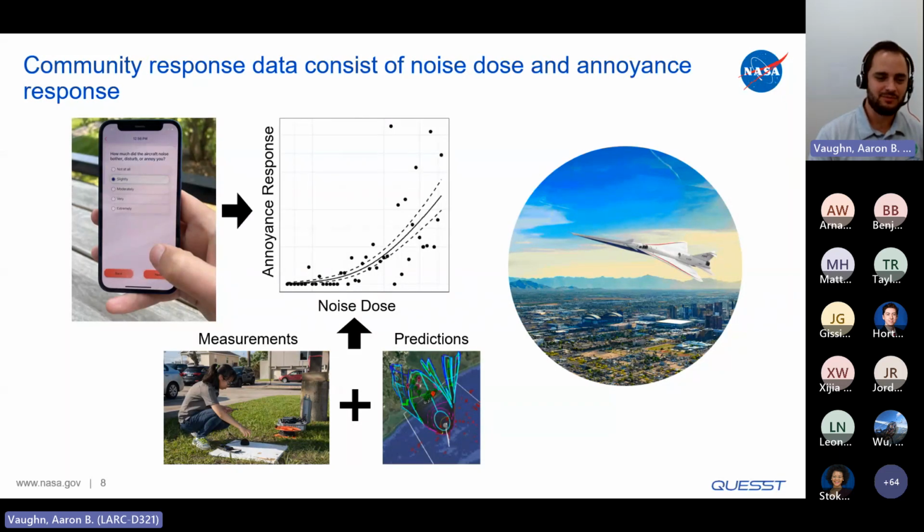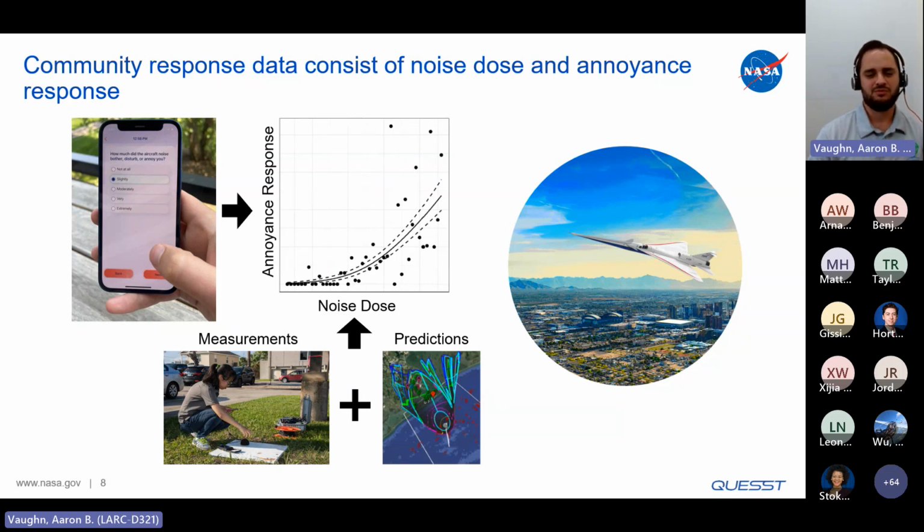That would be the most accurate, but that's not the case here, as we're going to have upwards of 1,000 participants in each community. And so we're going to have the dispersal of ground microphones throughout the community to get the actual levels measured on the ground, as well as utilize the physics-based modeling predictions to be able to create a sound map to be able to assign each participant their unique noise dose. So we have this annoyance response and noise dose, and the relationship between those is the key output that we want to achieve here to be able to figure out how do people respond to these quieter supersonic flyover events.